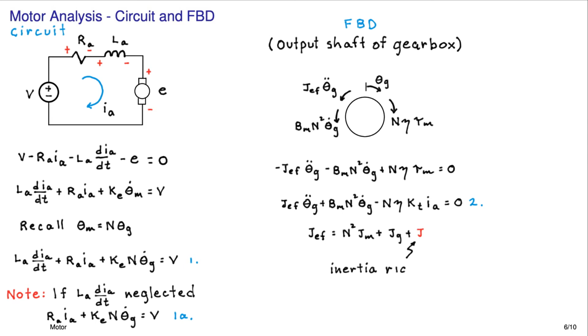And again, the effective inertia is n squared Jm plus Jg. Now I've tacked on this other little red term here, the J, that's just saying that if you had another inertial element attached rigidly to the output shaft of the gearbox, then you could tag it on here, it just adds to the Jg, and you have a slightly different effective inertia.